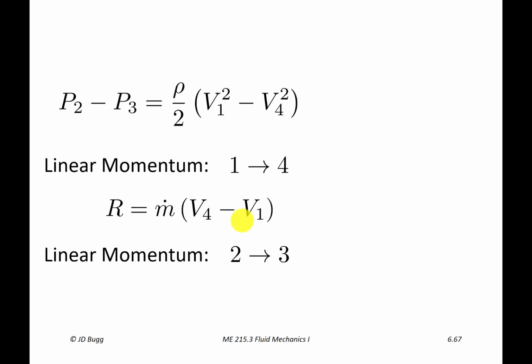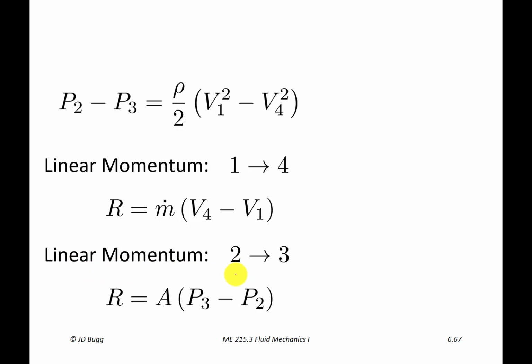Now we can also apply the linear momentum equation from 2 to 3. And remember, that's immediately in front of the wind turbine to immediately behind the wind turbine. So that control surface also cuts through the tower. So on the left-hand side, we also have the reaction force. Now, because the mass flow rate is the same at 2 and 3, and the velocity is the same at 2 and 3, these inlet and exit terms that were important here go to 0. However, the pressure force is not 0 for going from 2 to 3 because the pressure at 2 and the pressure at 3 is different.